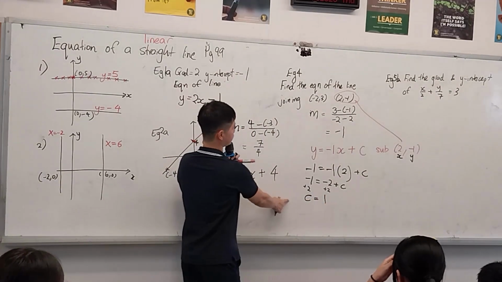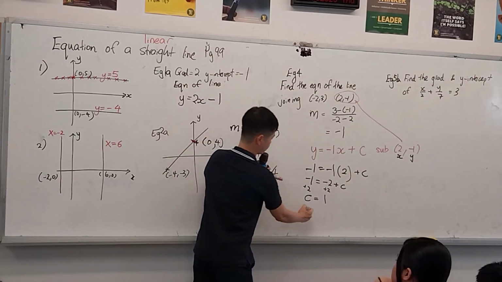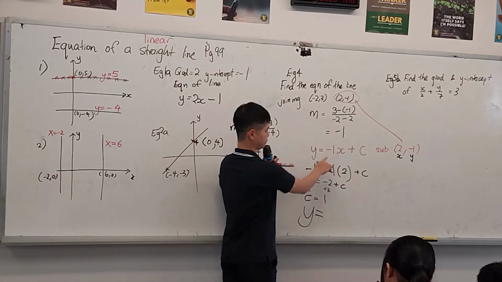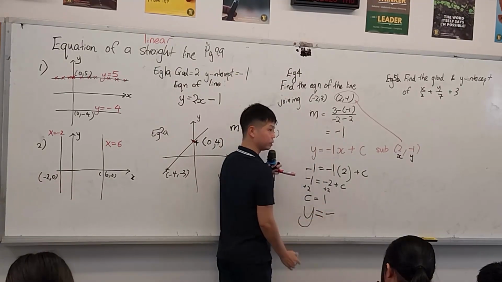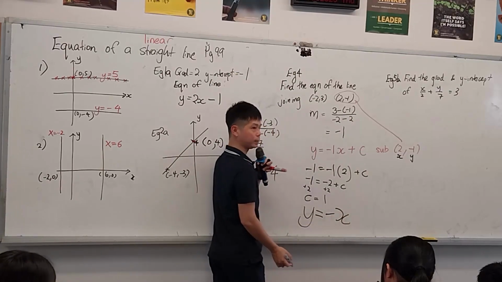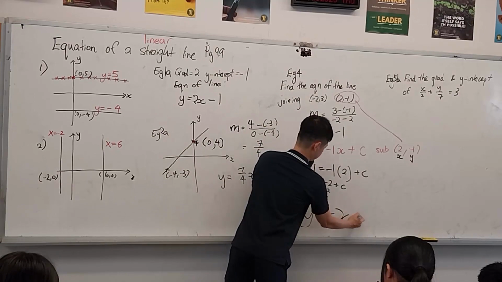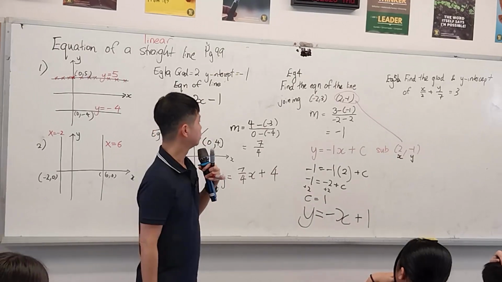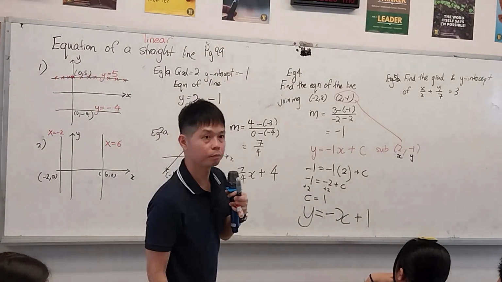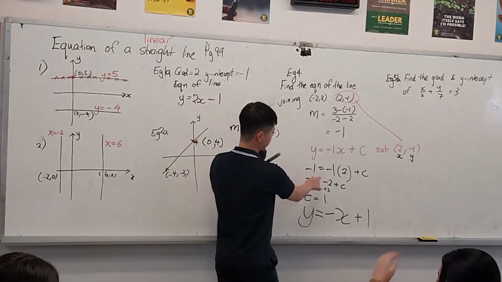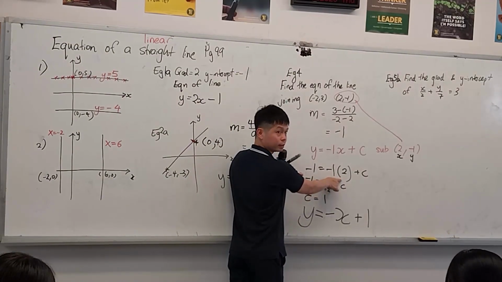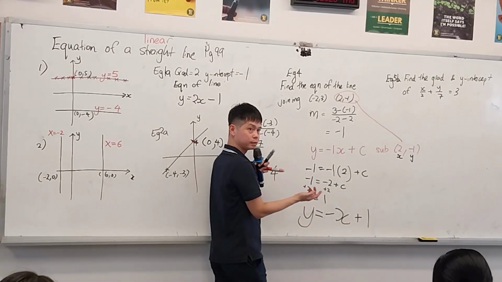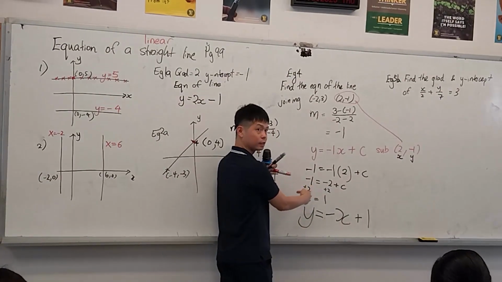And finally, I have the c, I have the m. What is the equation of the line? Y equals the gradient, which is negative x, plus the y-intercept, plus 1. Yes. Sorry? Where do I get the plus 2? This is negative 1 times 2, right? So this is negative 2. To remove a negative 2, I must shift over, so I plus 2.